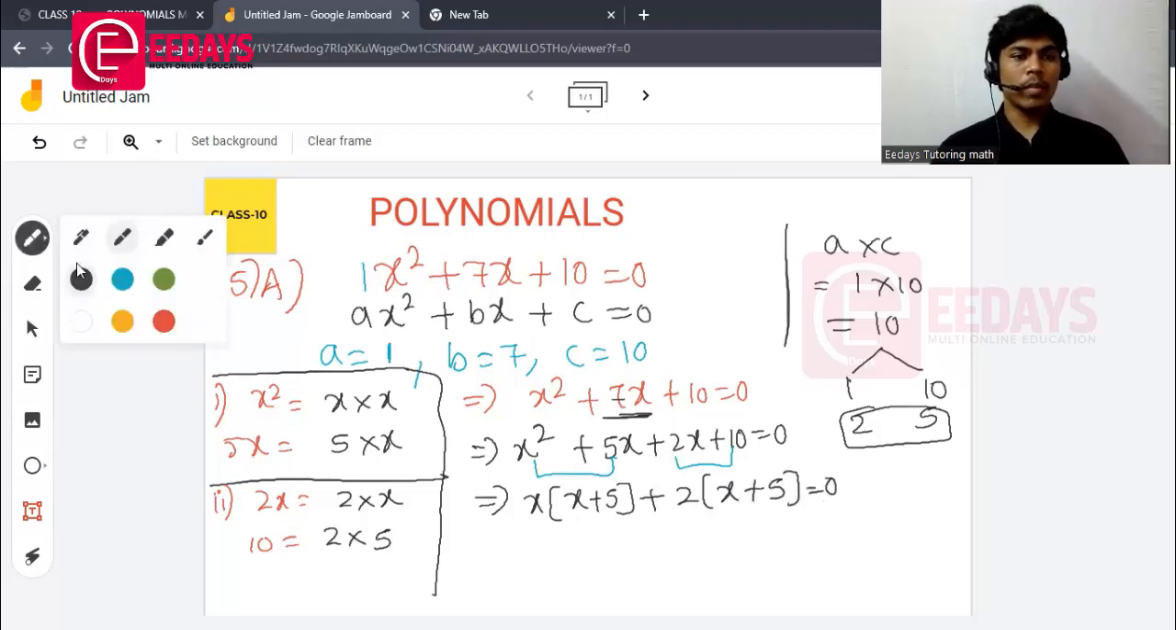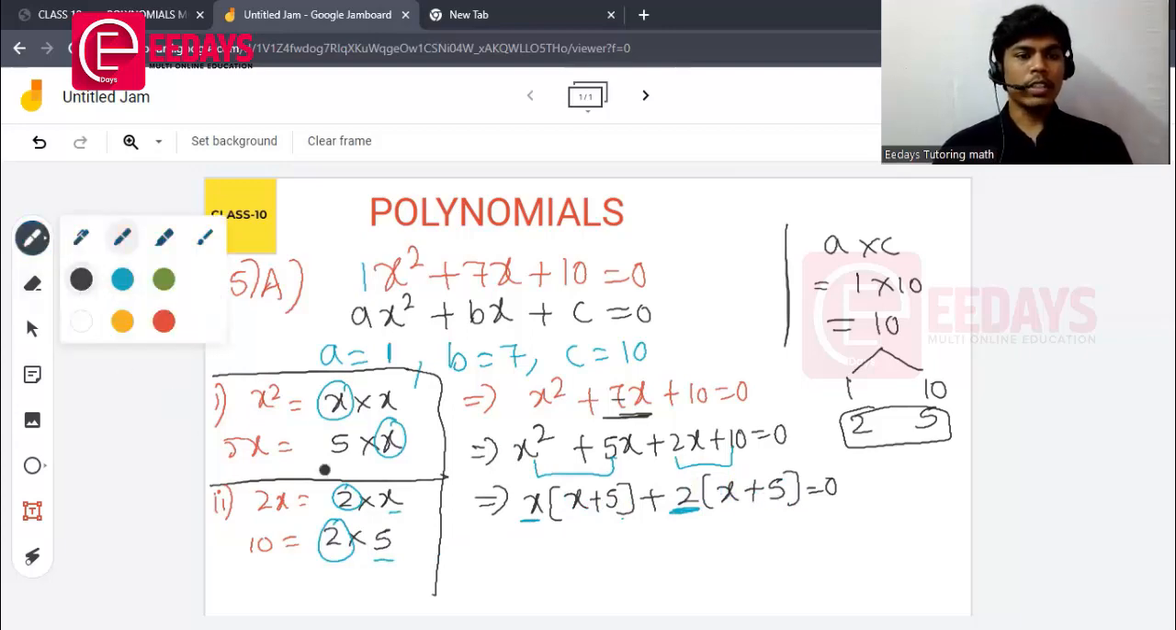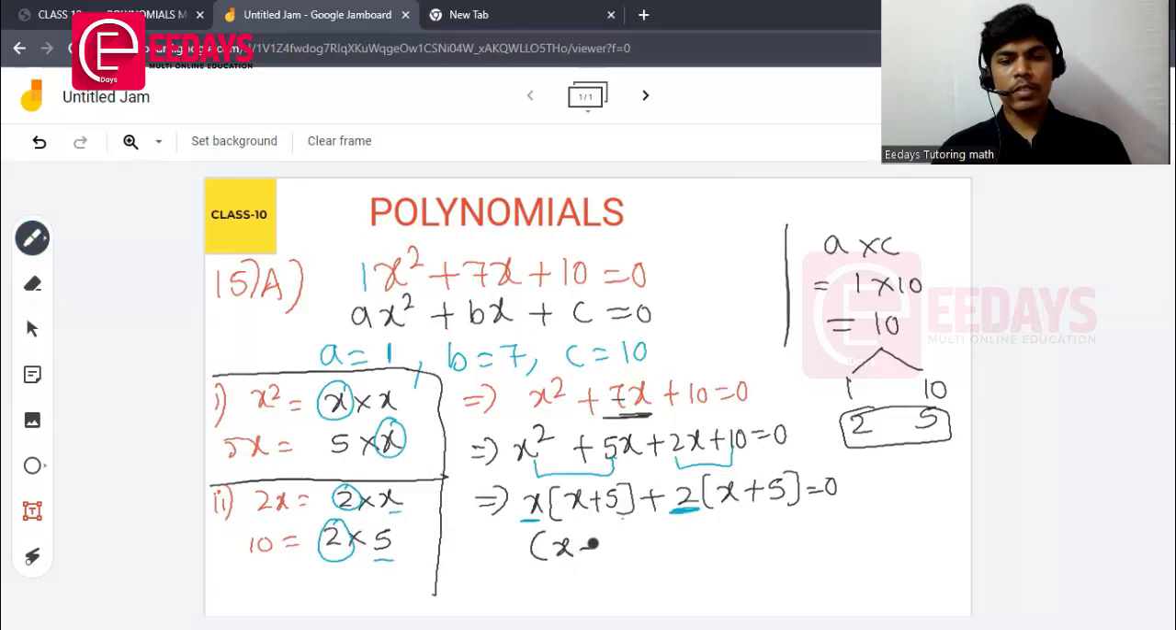Observe what is the common thing we have. x is common, so I took x out, and we are left with x and 5, which is why x plus 5 is in the inner bracket. In this case, 2 is common, so I took 2 out, and x plus 5 is in the inner bracket. Now x plus 5 is common in both, and you are left with x plus 2 is equal to 0.